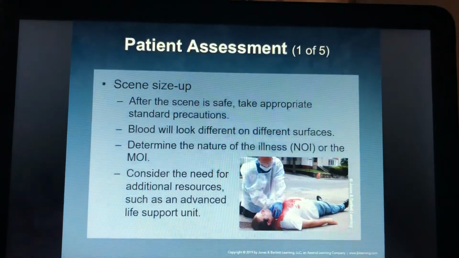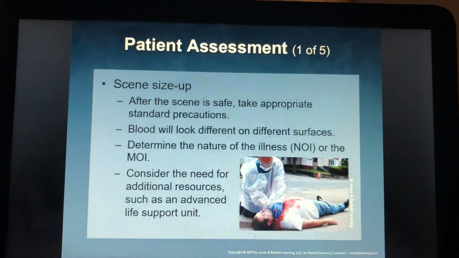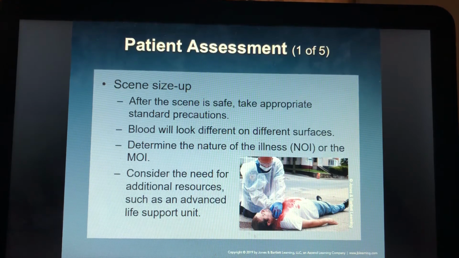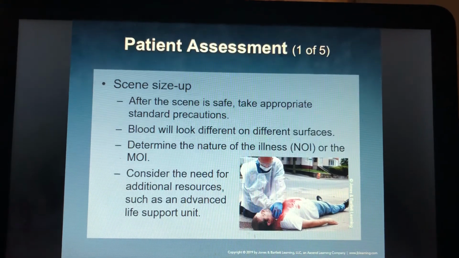So you talk about your patient assessment: size up, scene safety, number of patients, consider additional resources. In your trauma assessment, yes, consider additional resources. Tell them you want fire, law enforcement, and you want a helicopter on standby, minimum, and you want ALS intercept. Definitely an ALS intercept.